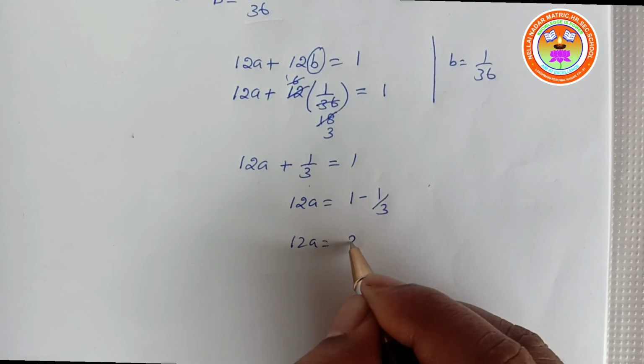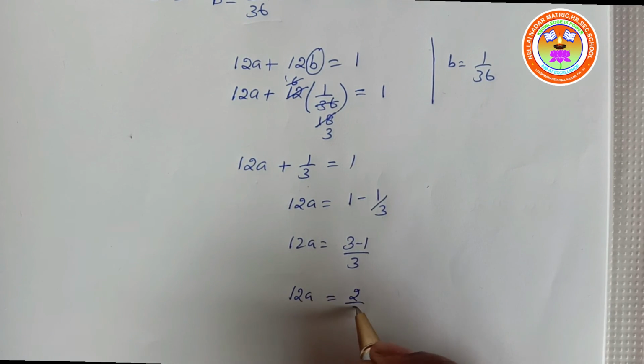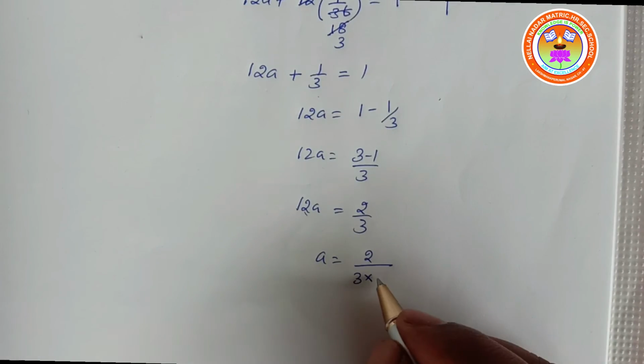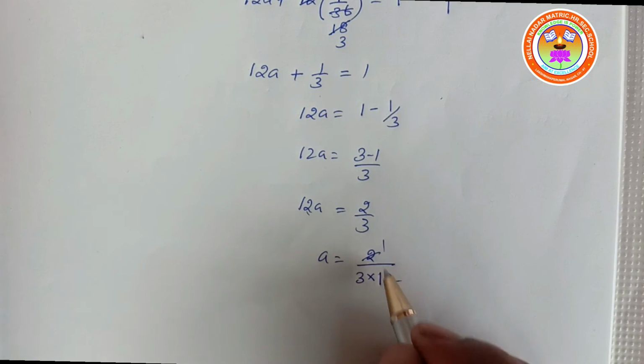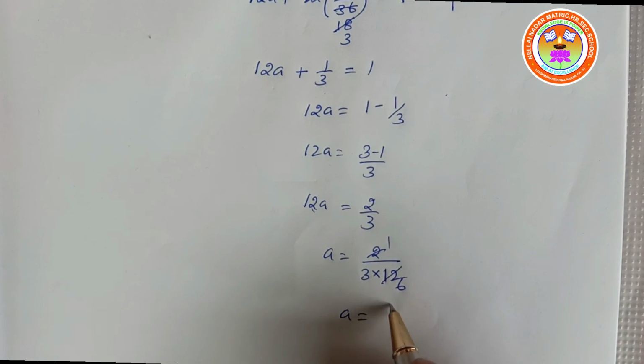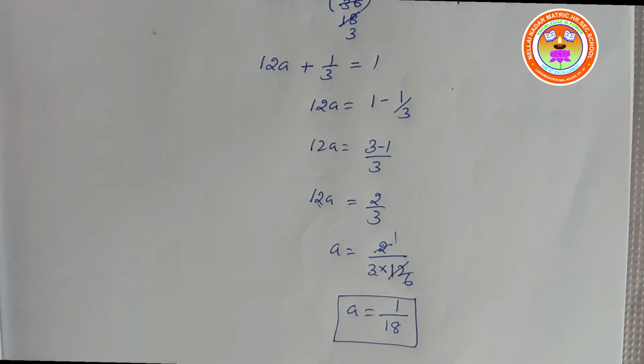12a is equal to 3 minus 1 by 3, taking LCM. 12a is equal to 2 by 3. a is equal to 2 by 3 into, bring this 12 here, 1 by 12. 2 1s are 2, 2 6s are 12. a is equal to 1 by 6 3s are 18. So a is equal to what? 1 by 18. It's clear, children? Now a is equal to 1 by 18 and b equal to 1 by 36.